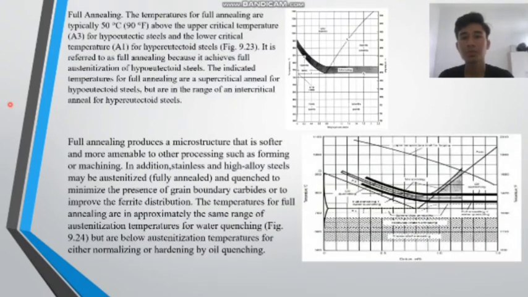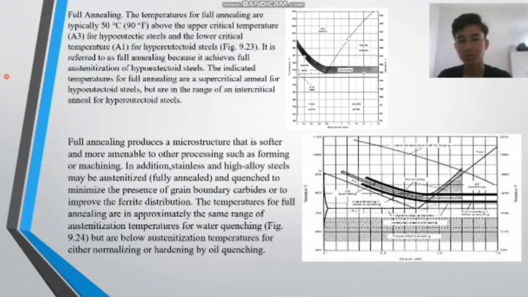The temperatures for full annealing are typically 50 degrees Celsius, or 90 degrees Fahrenheit, above the upper critical temperature A3 for hypoeutectoid steels and the lower critical temperature A1 for hypereutectoid steels. Picture 9.23. It is referred to as a full annealing because it achieves full austenitization of hypoeutectoid steels. The indicated temperatures for full annealing are a supercritical anneal for hypoeutectoid steels, but are in the range of an intercritical anneal for hypereutectoid steel.